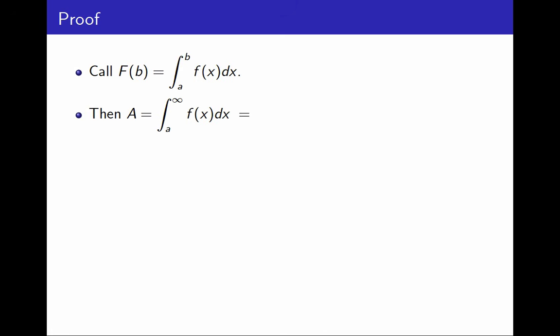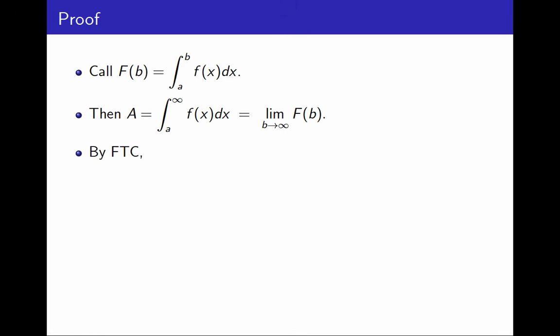We can also prove it. The proof could be something like this. I'm going to give a name to the integral from a to b, where b is a number. I'm going to call this big F of b. This is a function of b. And then the improper integral is defined as the limit as b approaches infinity of this new function, big F of b.